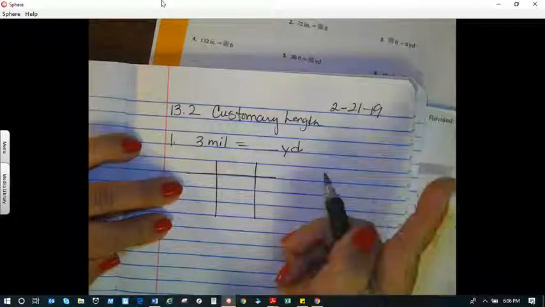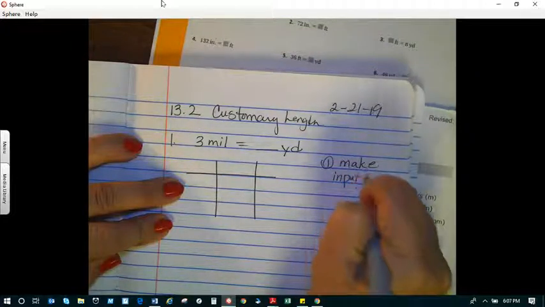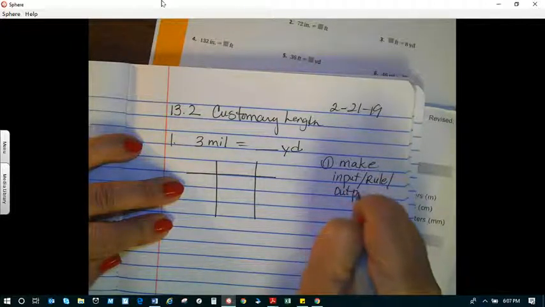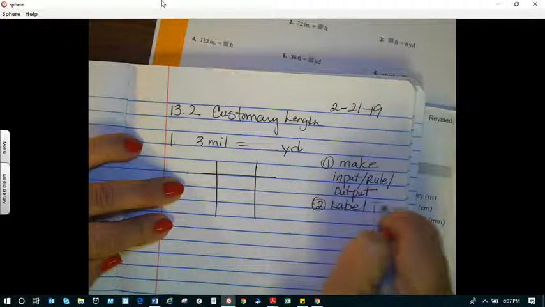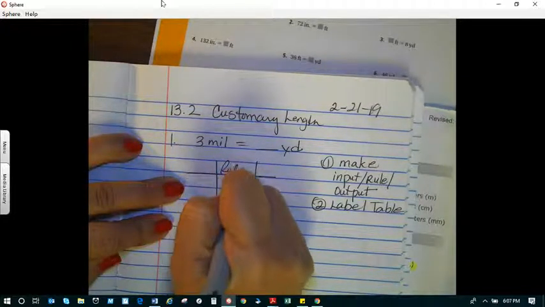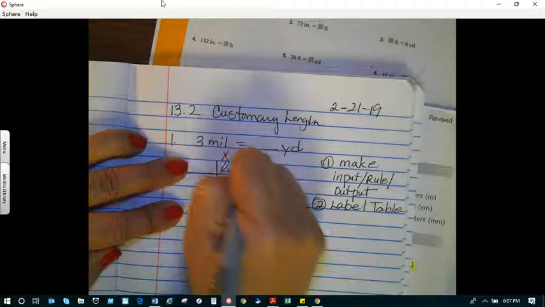And so the first thing that I'm going to do is to make my input-output table. The second thing I need to do, so it's 1, make table, let's just put input, rule, output table, so that you can remember to do that. Second, label. So now I want to label my table. The first part I'm going to put is rule in the middle. I want to make sure that I'm going to write my rule. On the top part, I'm either going to multiply or divide, and that's what I'm going to need to figure out. Those are the two operations we're going to use for the conversions.